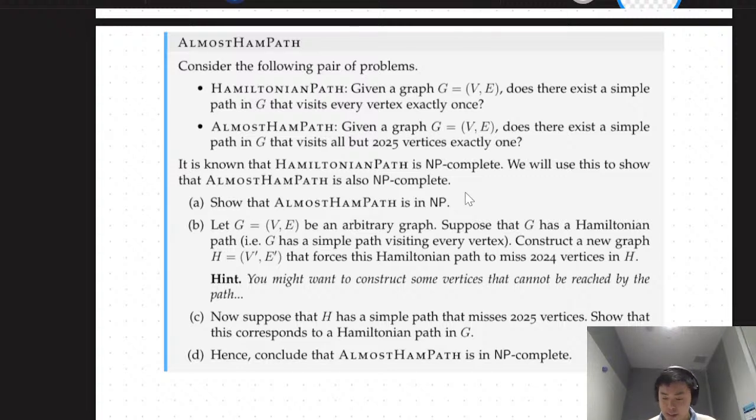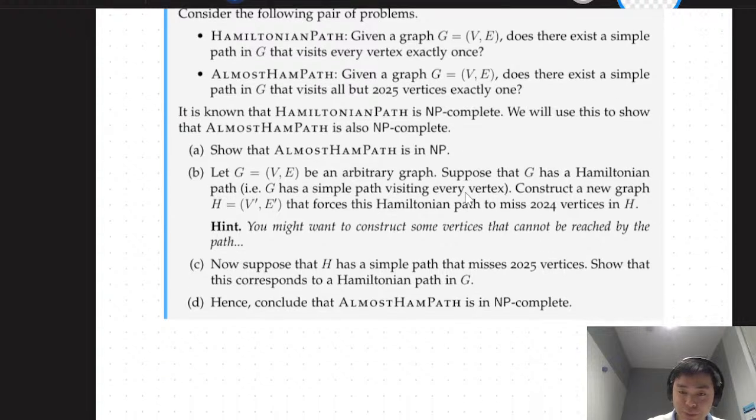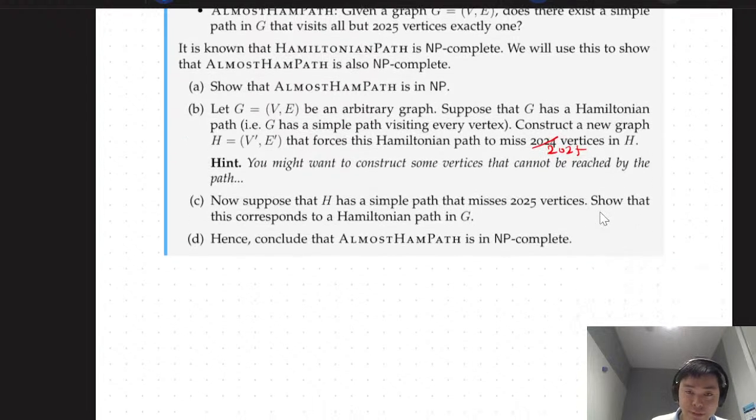As a reminder, this is what the Hamiltonian path problem is. Given a graph, does there exist a simple path in G that visits every vertex exactly once? Almost Hamiltonian path is essentially a Hamiltonian path, but you miss 2025 vertices. So is there a path in G that visits every vertex but 2025 of them? What you want to do is show firstly that this problem is in NP, and this should say 2025. I'll get that changed.